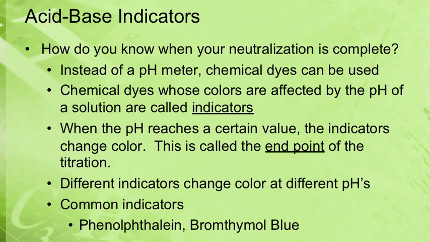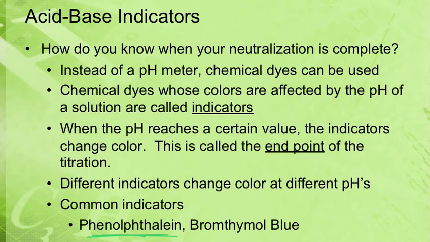So with chemical dyes, there's no confusion there. Those are dyes whose color is affected by the pH of the solution. So when the pH reaches a certain point, the solution changes color. When that color changes, it's called the end point. Different indicators change color at different pHs. Some change color at 1 or 13. But if you're doing a neutralization with a strong acid and a strong base, you want one that changes somewhere around 7. The most common one that we will see is phenolphthalein.